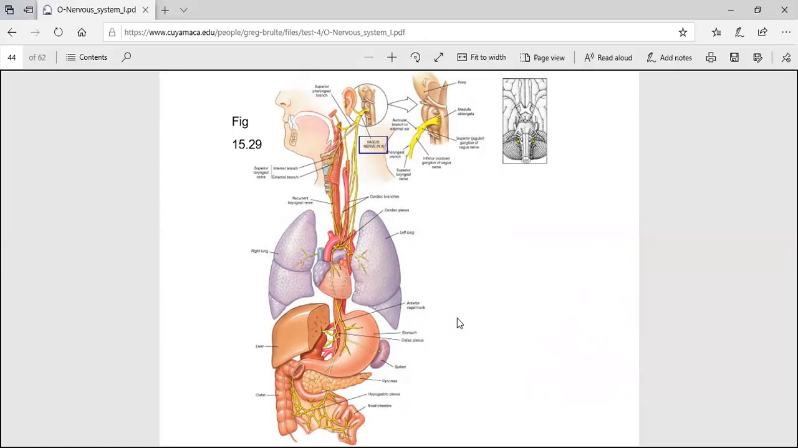So that's where it gets its name. Vagrant means wanderer in Latin, and so it's from the same word, vagus. So it's both, sensory and motor, does a lot of stuff.